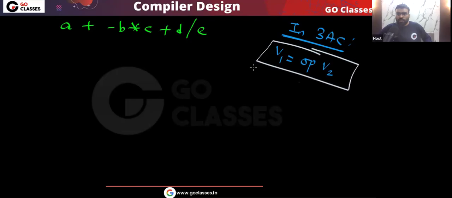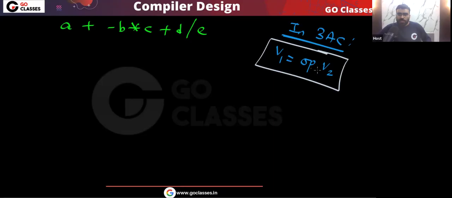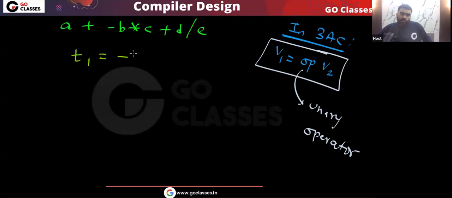In the 3-address code, if you remember, we have this instruction: a variable is equal to a unary operator applied to variable 2. This is a unary operator. So first we are going to do minus B. So in T1, we will put minus B.